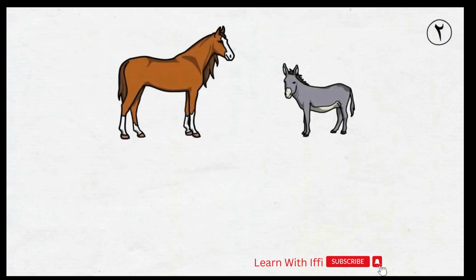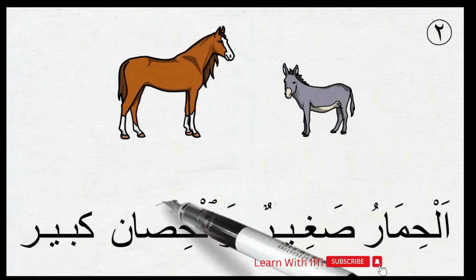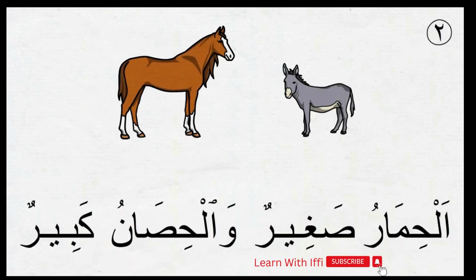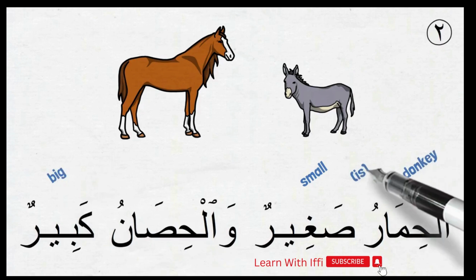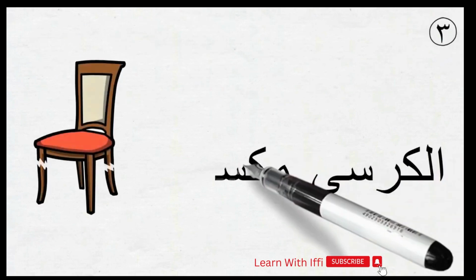The second sentence. الحمار صغير والحصان كبير. Here the word صغير means small and كبير means big. So the translation of the sentence is the donkey is small and the horse is big. Notice Hamzatul wasl sign here. So we are joining wa to al. والحصان, not wa الحصان.